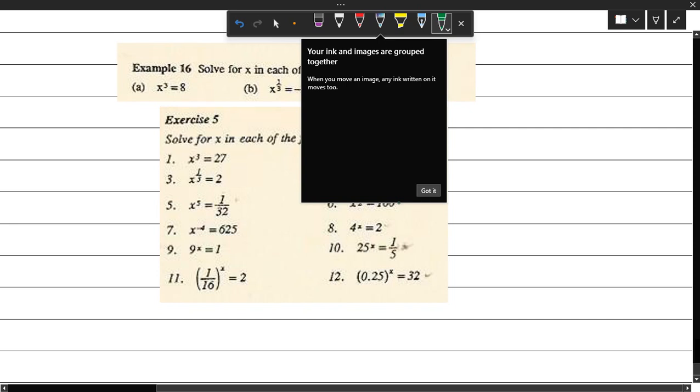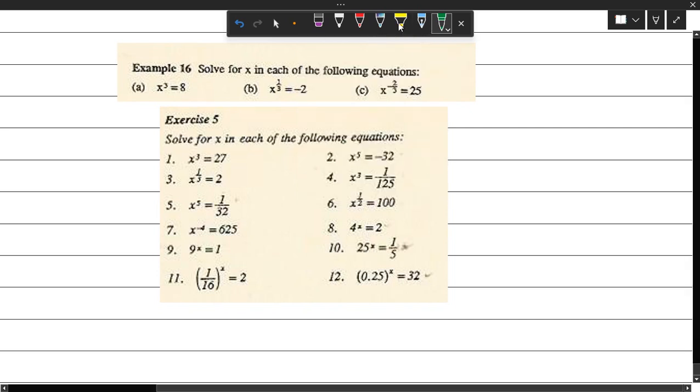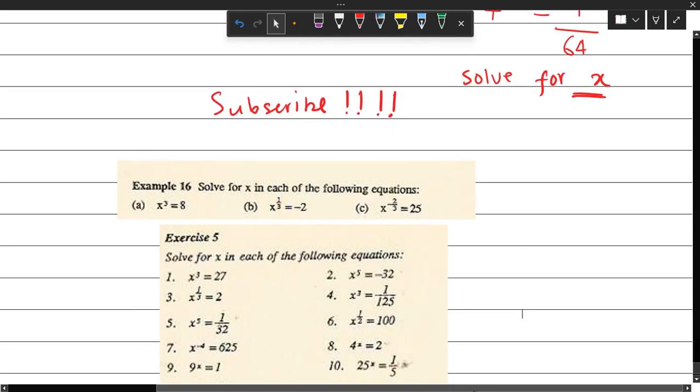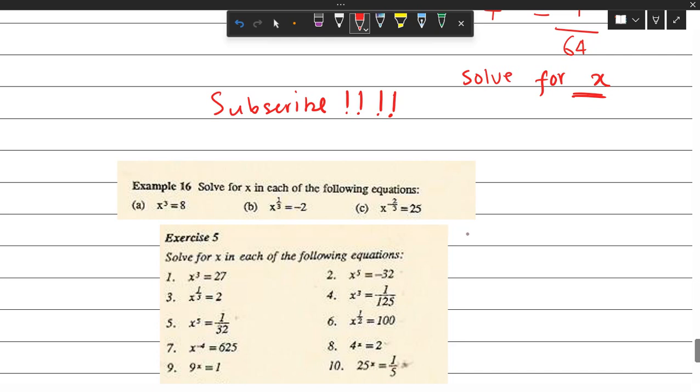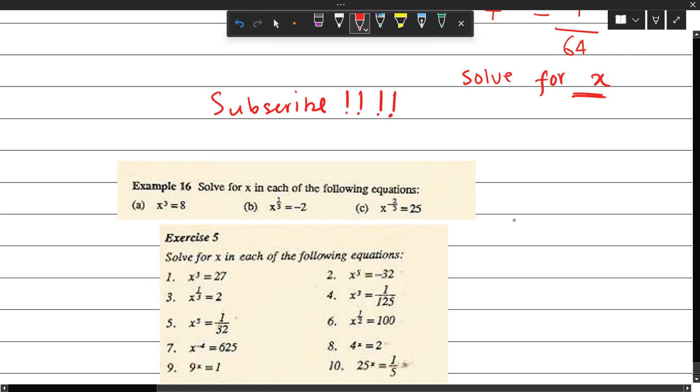Today we will revise indices. Since yesterday I gave some homework, I'll still be waiting for feedback from you guys. I thought it would be wise if we just revise indices together and see how we answer questions from indices. We'll start with example 16 and part A.